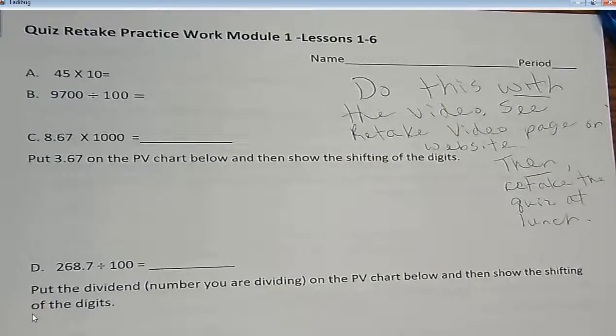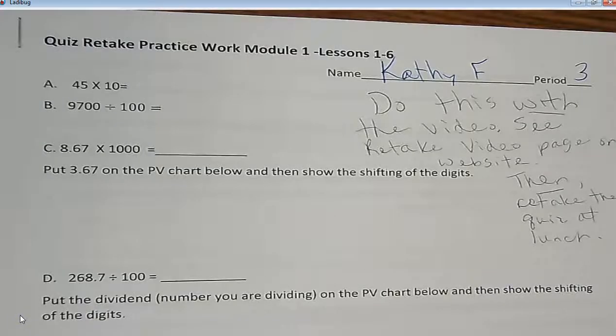Alright, so this is the retake practice work for the Module 1, Lesson 1 through 6 quiz. So put your name and period in the corner, please. Alright, so A says 45 times 10.